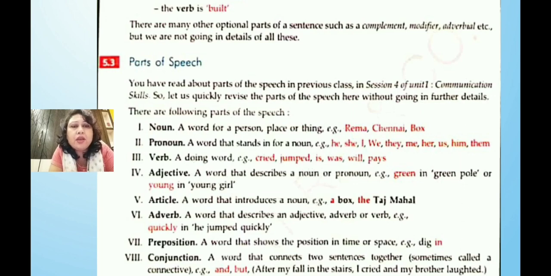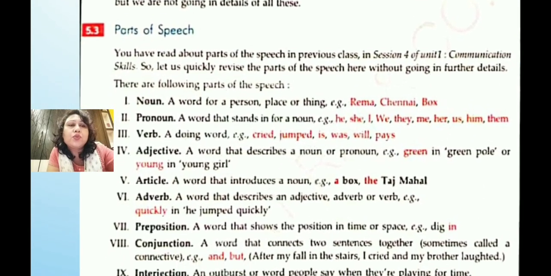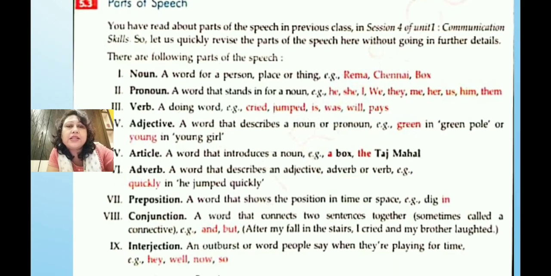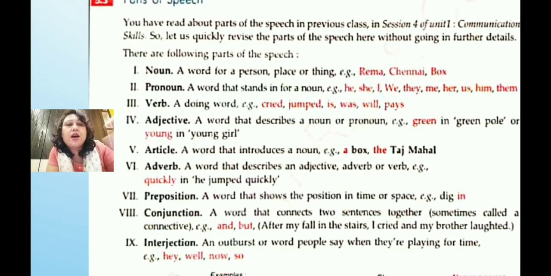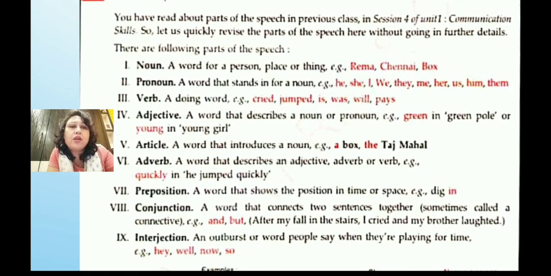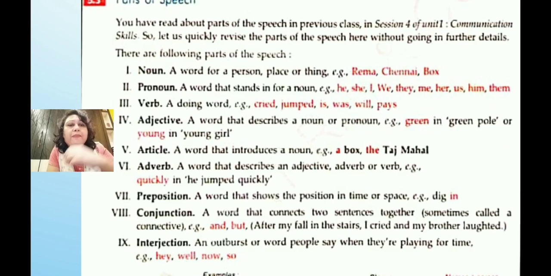Then we have a pronoun, a word that stands in for a noun. For example, he, she, I, we, they, her, us, him, them, all these are referred to as pronouns. Then we have verb, a doing word. Okay, now cry, jump, is, was, will, pace, all these are referred to as verbs. Then we have adjective, a word that describes a noun or a pronoun. For example, green in green pole, or young in young girl. Okay, then article, a word that introduces a noun. For example, a box, the Taj Mahal, all these are referred to as articles.